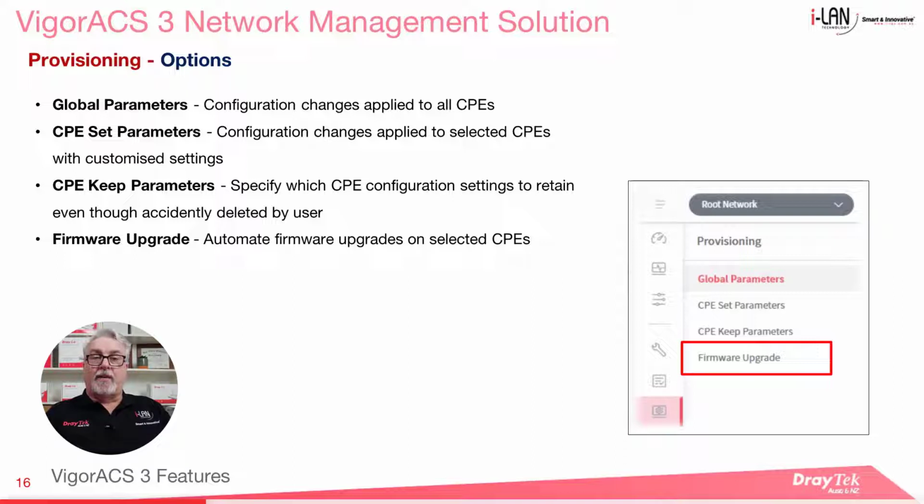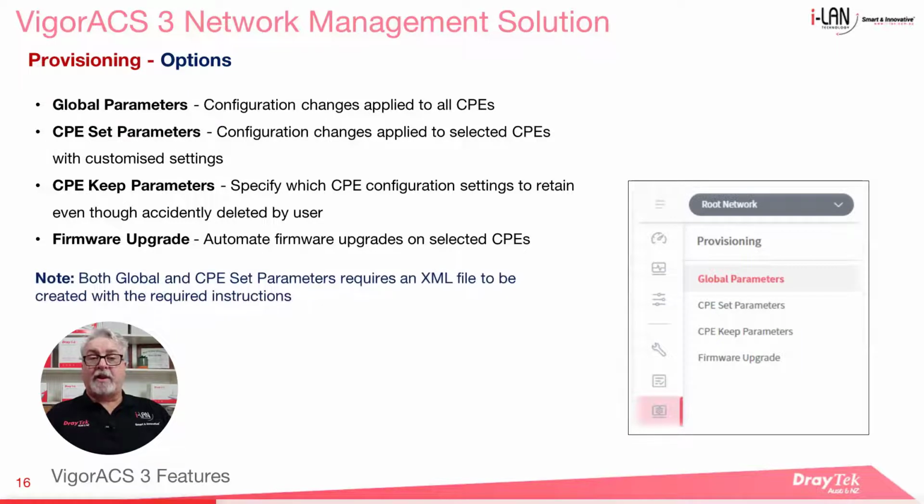The last one on the list is firmware upgrade. The ACS server will check if the CPE model, name, firmware version and modem version, if applicable, corresponds to the information recorded in the VigorACS server. If the firmware version is different, VigorACS will flag the CPE as requiring a firmware upgrade. The ACS server will then carry out the upgrade automatically at the specified time.